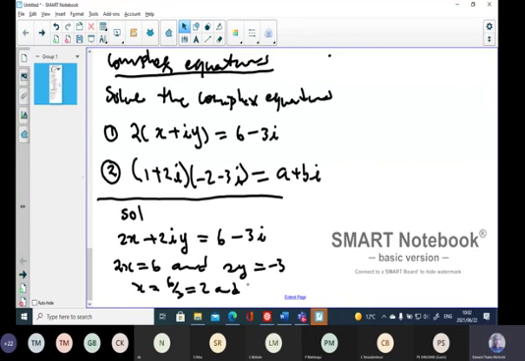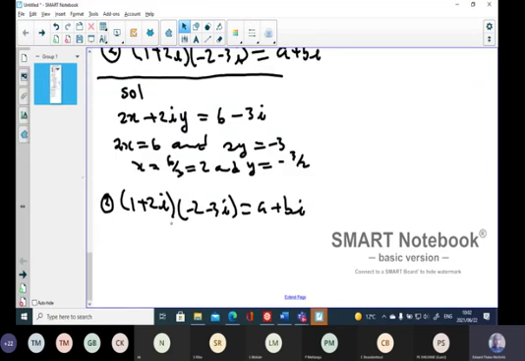Number 2, we have 1 plus 2i times 2 minus 3i equals a plus bi. Now here we will use the FOIL method. You multiply 1 by 2, you get 2; 1 by minus 3i, minus 3i; 2i by 2, 4i; 2i by minus 3i, minus 6i squared. I group the like terms. Before that, let's get rid of this i squared. We have 2 minus 3i plus 4i plus 6 equals a plus bi.